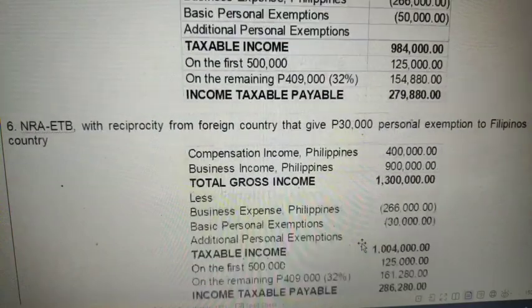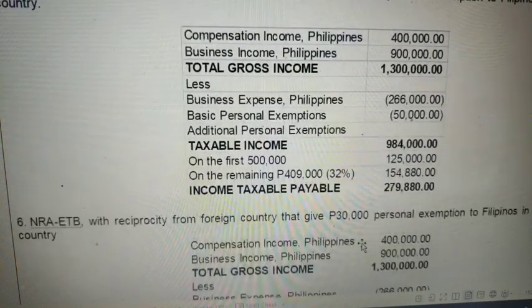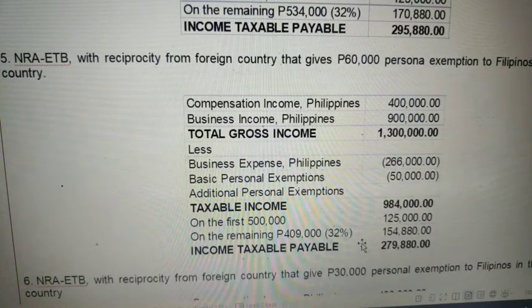And then, the same processes on getting the income tax payable. So, this is how you are to solve for the income tax payable on the different types of individual taxpayer. So, I hope you learned something, class, on today's video. I hope it helped you a lot, especially on solving the taxes on each of the individual taxpayers.